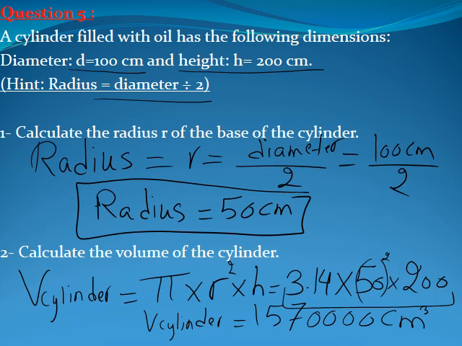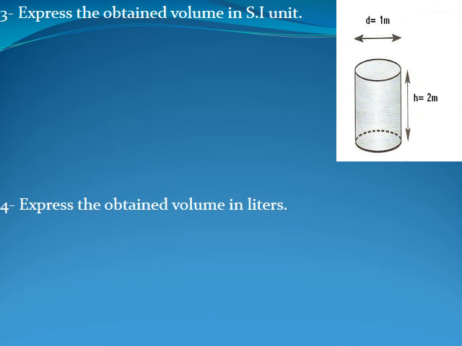Moving to part number 3. Express the obtained volume in SI unit. The volume was in centimeter cube. We have to convert it into meter cube, which is the SI unit. So we have to divide or multiply by how much?